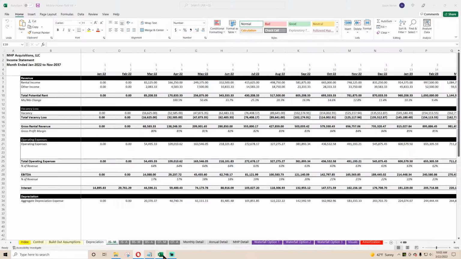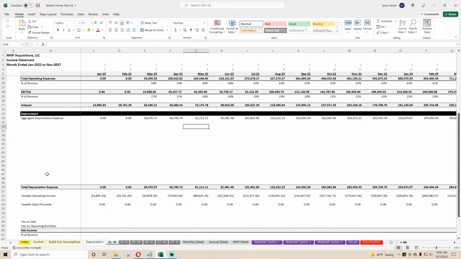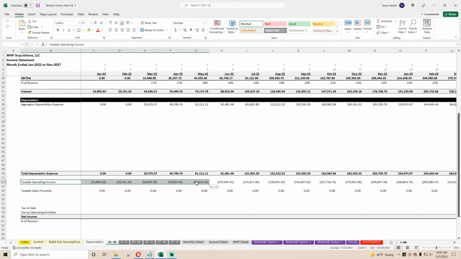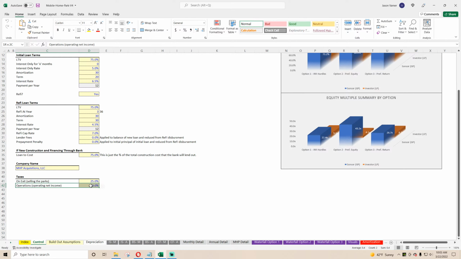Awesome. So yesterday what I was doing was trying to figure out how we do taxable income, and what I decided was the easiest way is to have operating income and tax on that and logic for that, and then sales proceeds and tax on that and logic for that, based on these two tax rates. So exit of the parks versus other operating income.